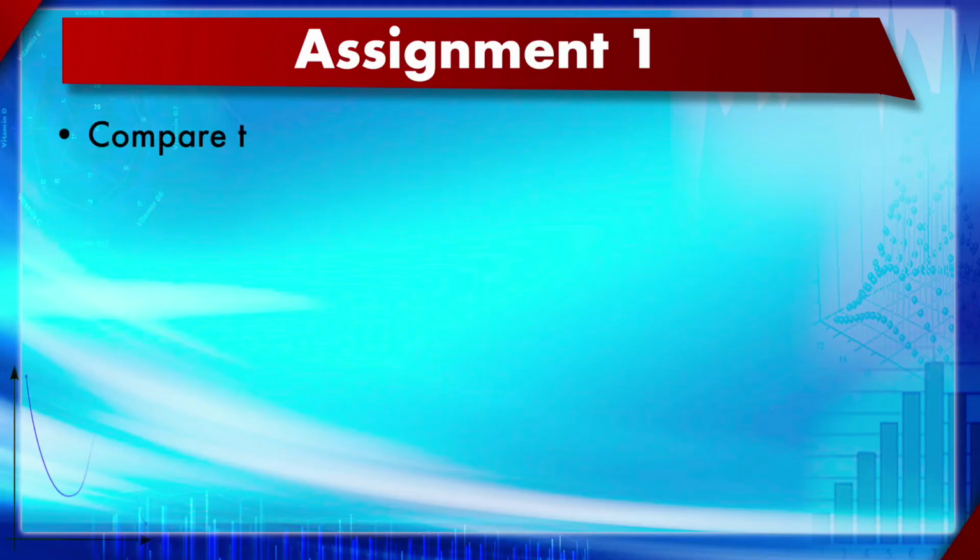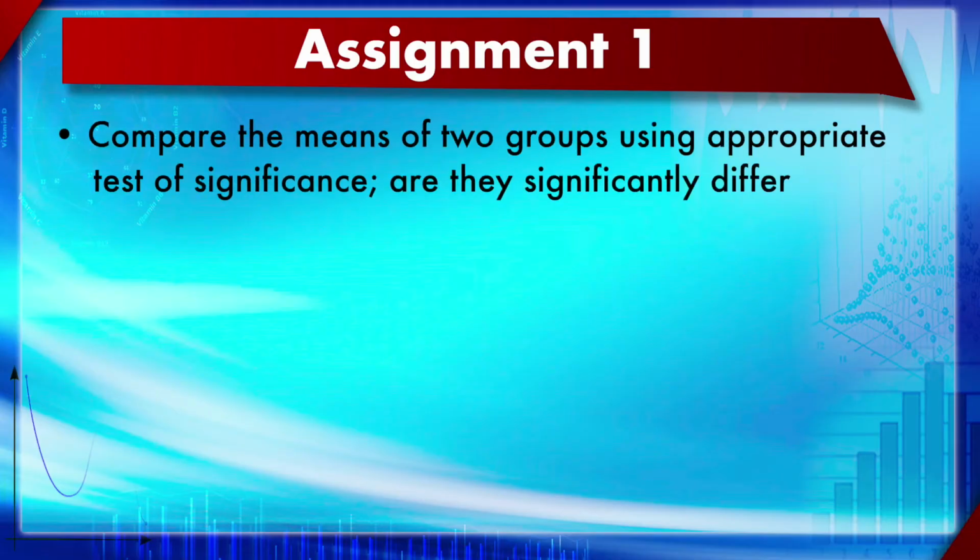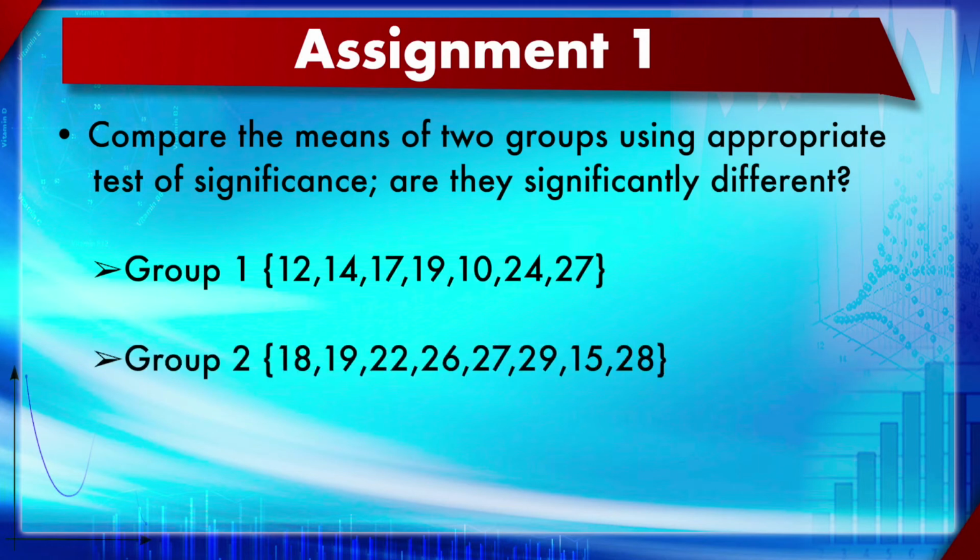The assignment is to compare the means of the two groups using an appropriate test of significance. So are they significantly different or not? Group 1 values are given, group 2 values are there. How do you compare these groups using the appropriate statistical test? Which test you will choose, the rationale of that test, and then how you will interpret the results.